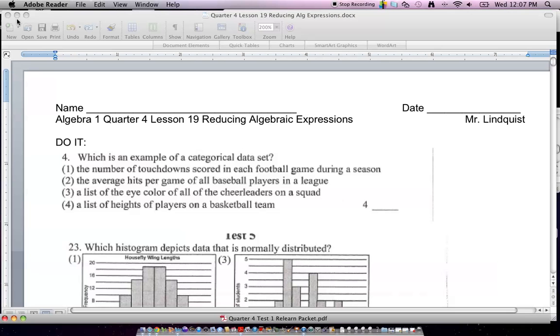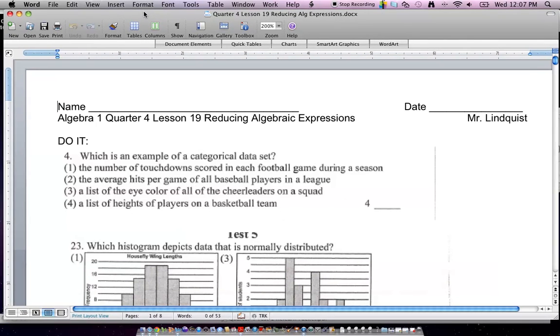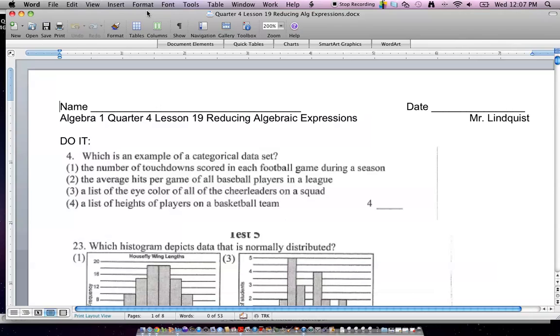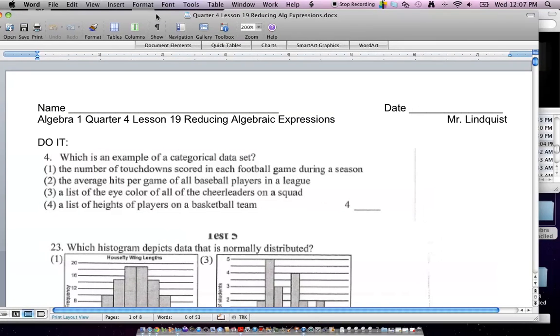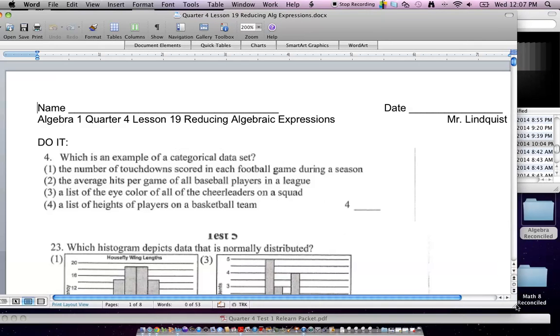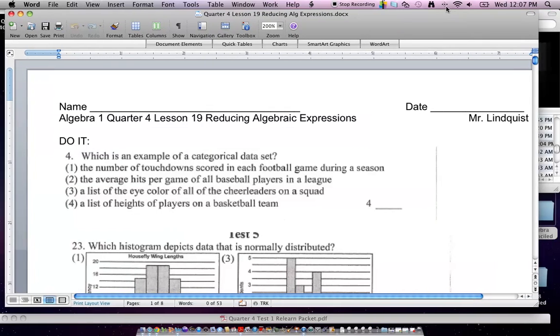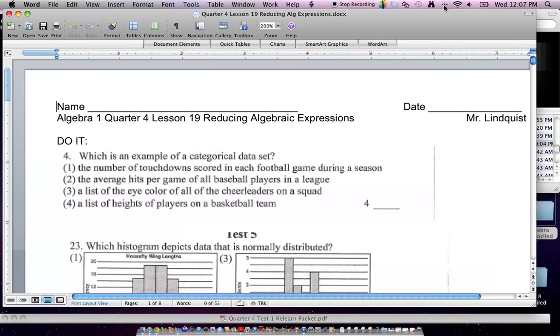Today's lesson. One of the really sad things to me about the Common Core is that I have lost this unit. This used to be my favorite unit of the year, and it's not happening.